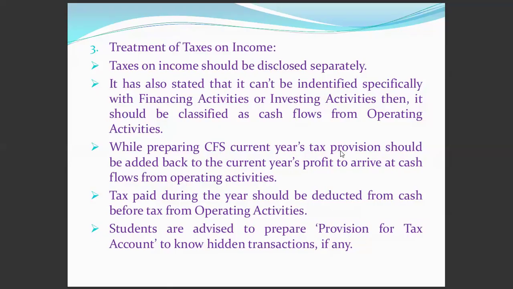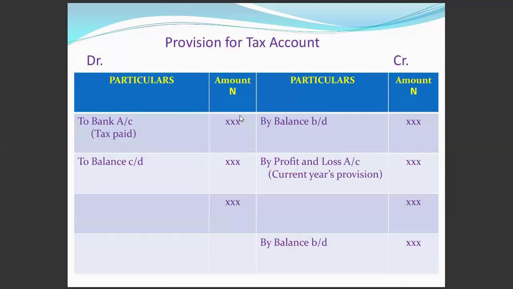Any doubts? So, a simple formula: received or paid, record in cash flow. Outstanding, we cannot record it. And in case of tax, if the provision is made, then that provision is not considered as an expense, and we need to add back the amount of provision to the net profit. I just skip this part because we already discussed it.